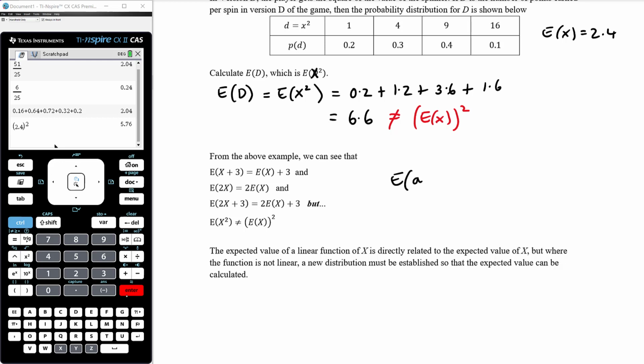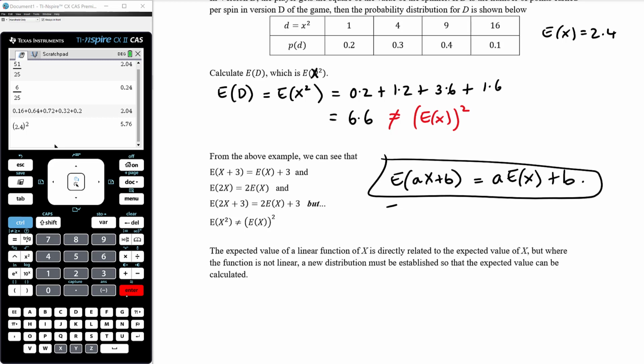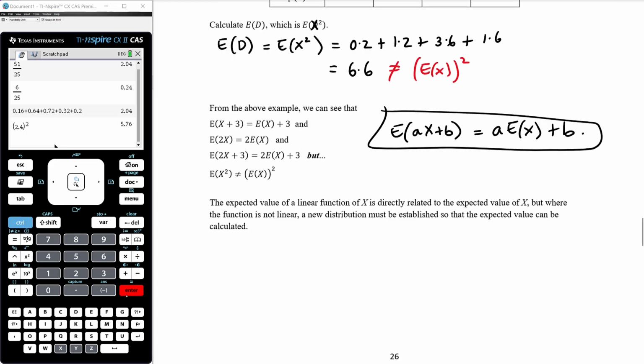So if we have the expected value of ax plus b, that is just going to be a times the expected value of x plus b. But if we have the expected value of some other function of x, it is not just that function of the expected value of x. Okay, so it's only when it is a linear relationship that we can expand out the expected value of x, if you like.